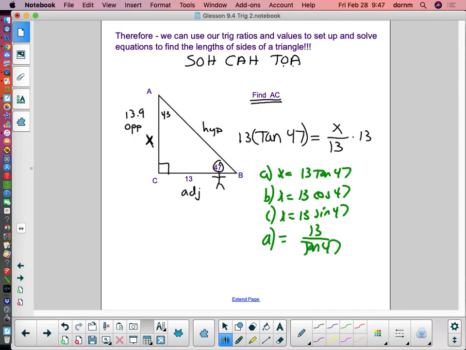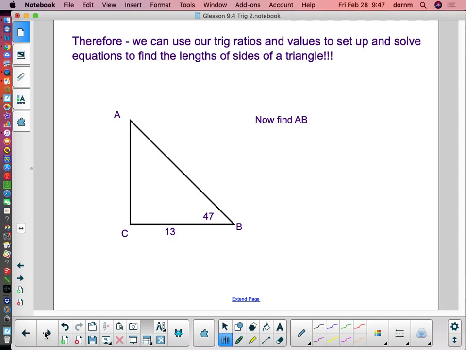All right, let's look at another example. Same triangle, but now I want to know AB. So my perspective is still down here. My sides are still the same. This is the hypotenuse, this is the opposite, and this is the adjacent. All right? SOHCAHTOA still is in play.